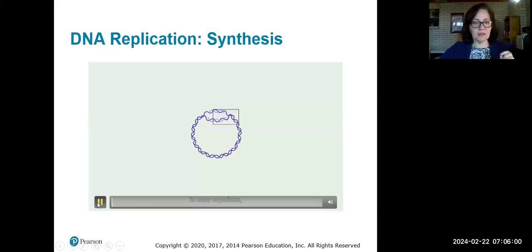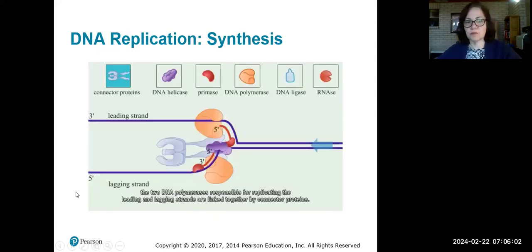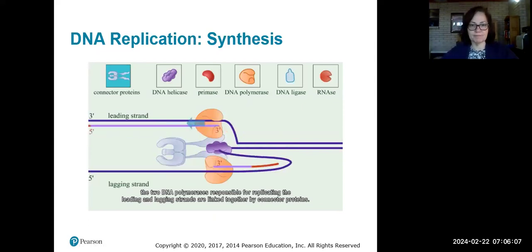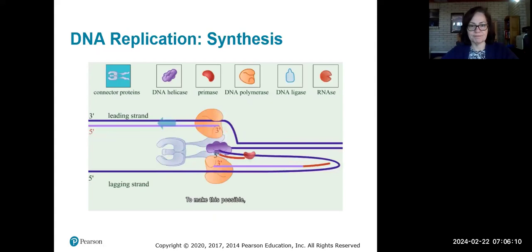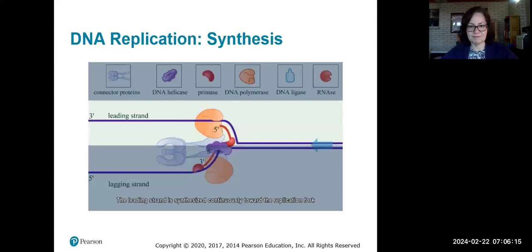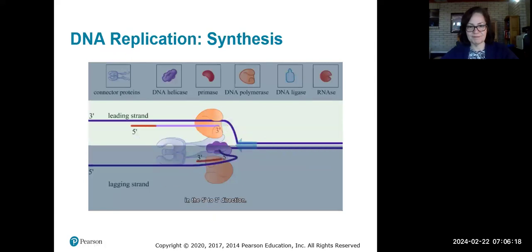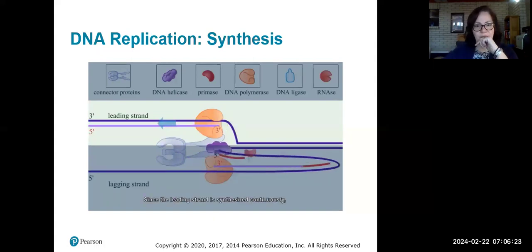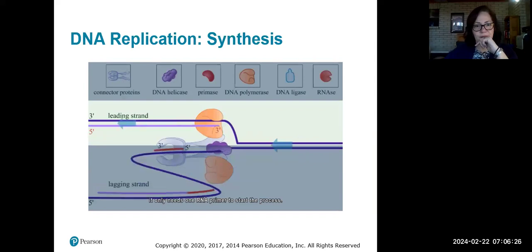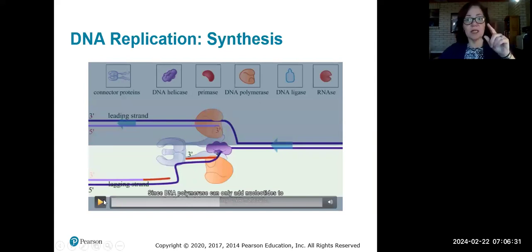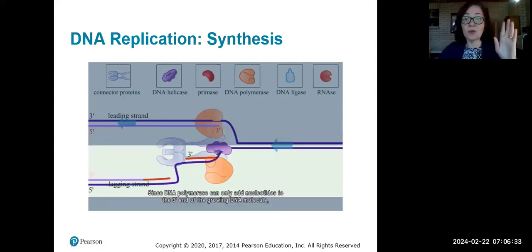In many organisms, the two DNA polymerases responsible for replicating the leading and lagging strands are linked together by connector proteins. To make this possible, cells take advantage of the flexibility of DNA. The leading strand is synthesized continuously toward the replication fork in the 5' to 3' direction. Since it is synthesized continuously, it only needs one RNA primer to start the process. Think of it like one on-ramp: I'm on it and I can just keep driving.